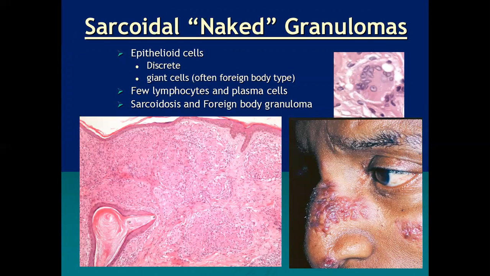Sarcoidal granulomas. Sarcoidal granulomas are characterized by a few special findings. That is, the granulomas are discrete, and each of the granulomas is discretely placed and separated from each other. The giant cells within the granulomas are mainly foreign body type giant cells, in which the nuclei are irregularly placed within the cytoplasm. And the third feature is the presence of a paucicellular infiltrate or very slight inflammatory infiltrate, and that's why these granulomas are also called naked granulomas.